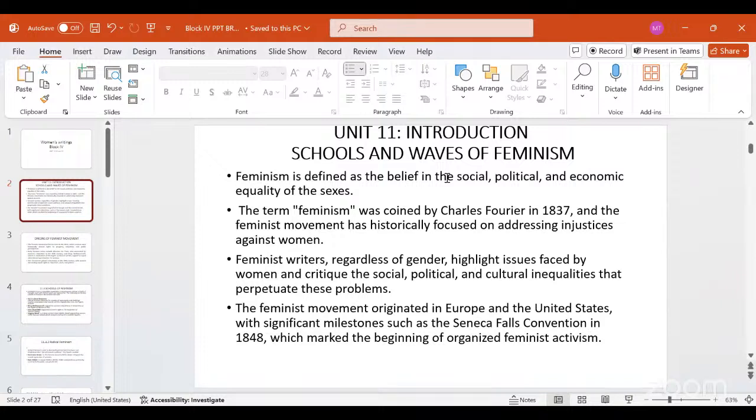Now, coming to the introduction of schools and waves of feminism, you see that feminism is usually defined as belief in the social, political, and economic equality of both the sexes. So, if you say male and female, there is no difference between these two genders. Still, socially, politically, economically, we get to see that women most of the time are backward and downtrodden and so on and so forth.